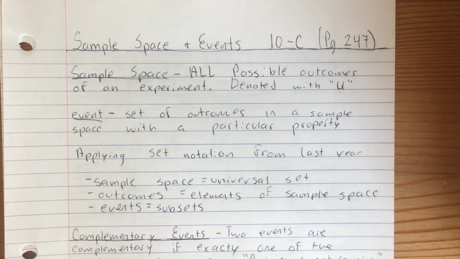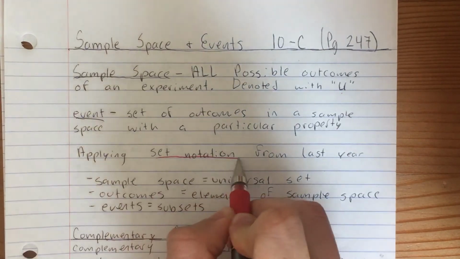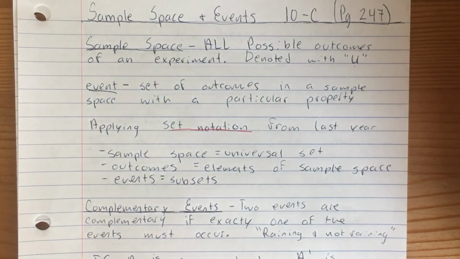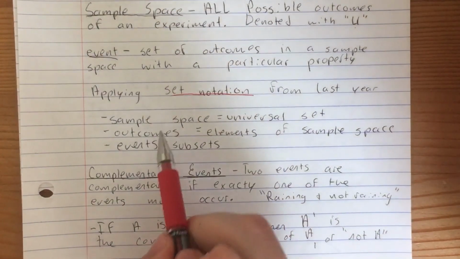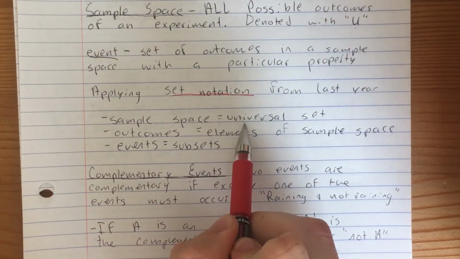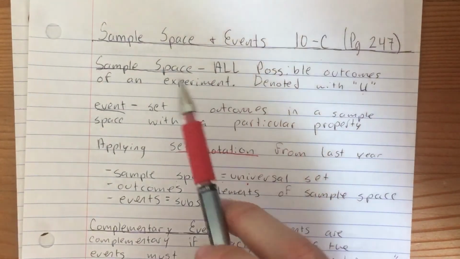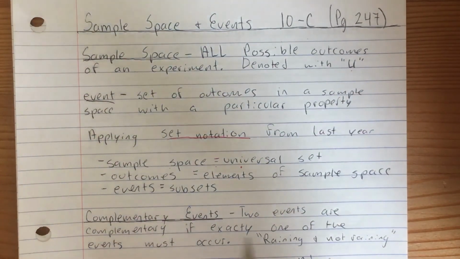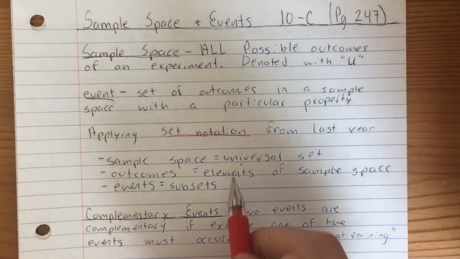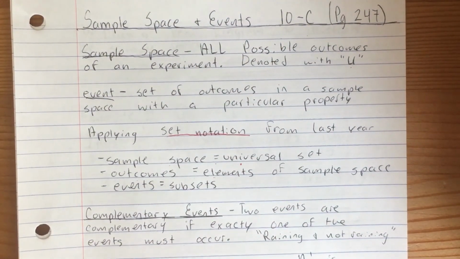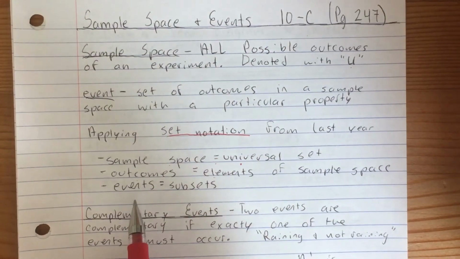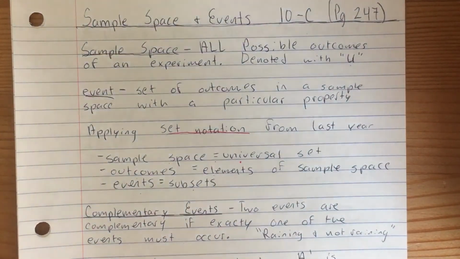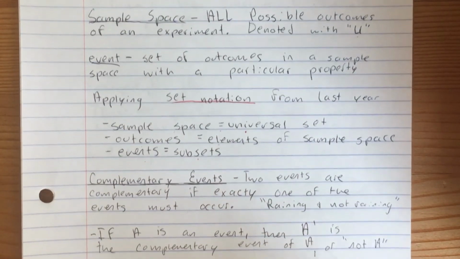And my understanding is that last year you all went over set notation. We're going to be describing sample spaces and events using that set notation. And so what that's going to look like is that your sample space is going to be your universal set. So the reason that we're denoting the sample space with U is that U is standing for that universal set right there. The outcomes are going to be the elements of your sample space, the individual parts of it, and then the events are going to be the subsets, the smaller pieces of that.